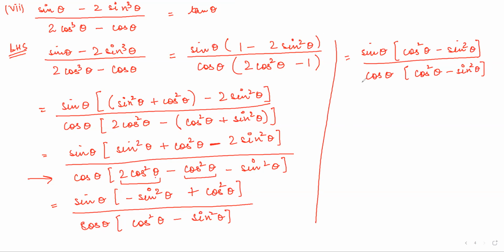Now, please very carefully, don't do this, that cos square theta will cancel out cos square theta and sine square. No, that is wrong. This whole bracket will actually cancel out the whole bracket. So don't cancel cos square theta and sine square theta individually, that will be wrong. The whole bracket is exactly the same, so the whole bracket is canceling out. Now you have sine theta divided by cos theta, which is equal to tan theta. So this is your RHS.